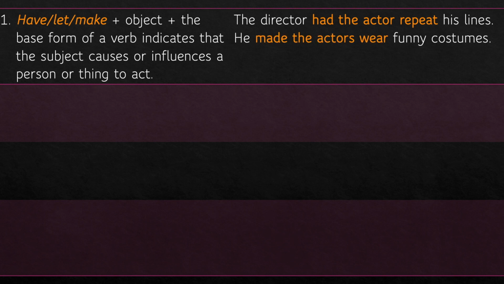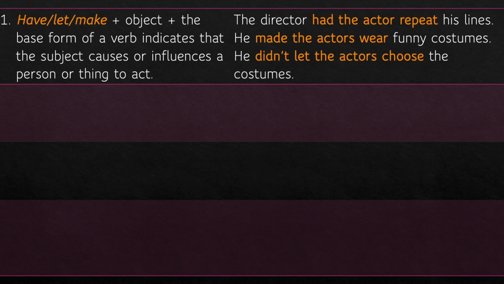Here's another one. He made the actors wear funny costumes. He's the director, so he's the boss. The actors were required to wear funny costumes. And he didn't let the actors choose the costumes. He didn't let means he didn't allow them to choose the costumes.